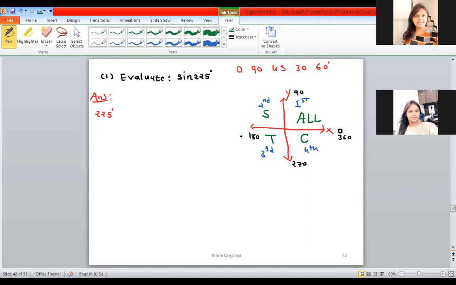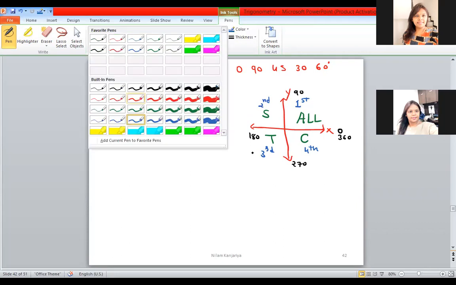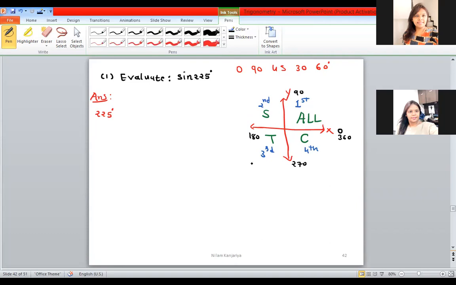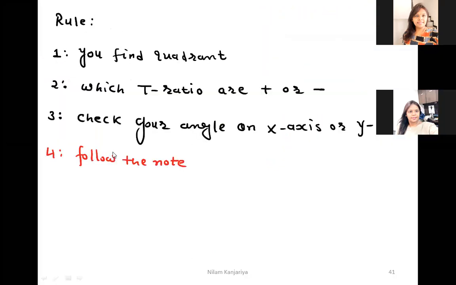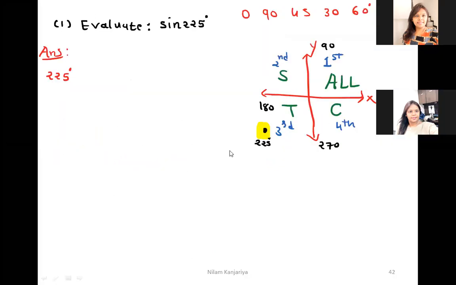So maybe 225 lies on the third quadrant. Because suppose we don't know the exact location, but we think this is your 225. Exactly we can say nothing, but 225 lies on the third quadrant. Clear, students? So your first step is over. Find your quadrant. So you decide your angle lies on the third quadrant. Okay?